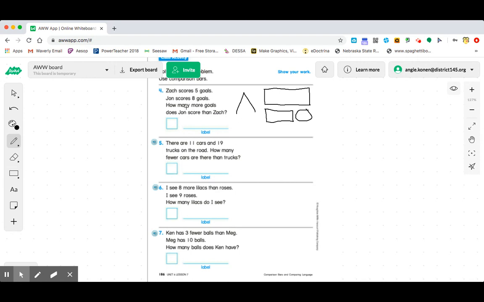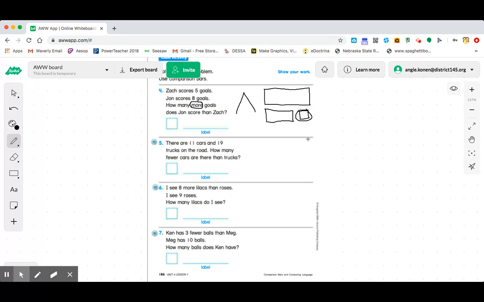Now I'm going to read this again. Zach scores 5 goals. John scores 8 goals. How many more goals does John score than Zach? The first thing we always look for is more or fewer. We're going to circle that. You circle yours too. And tell me, is there a number before more? No, there's not. So we're going to put a box here because this is the number we are looking for. We're looking for more or fewer.